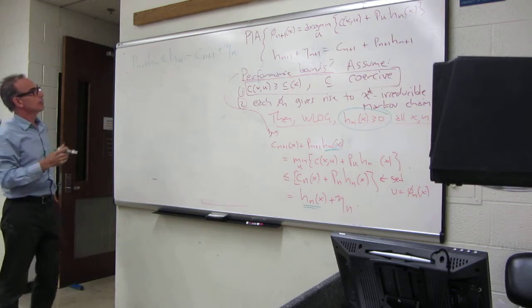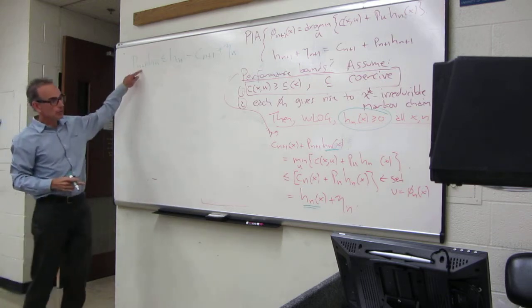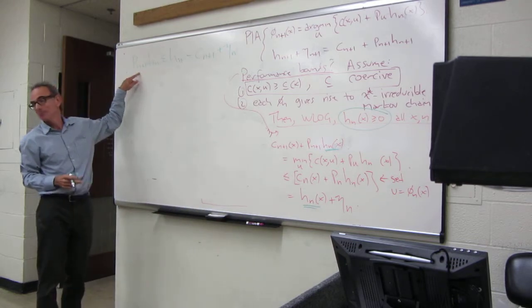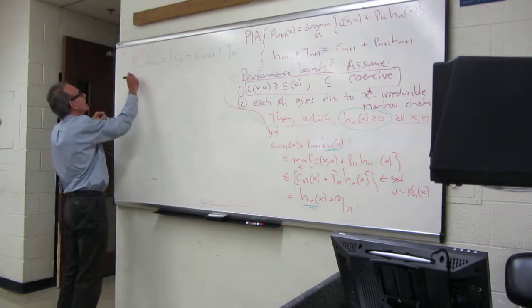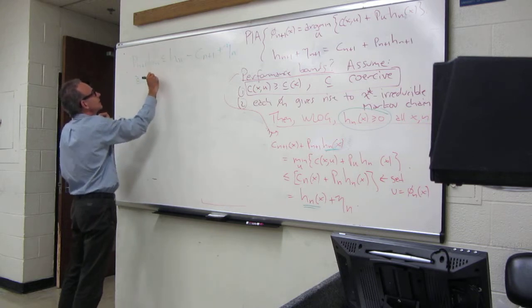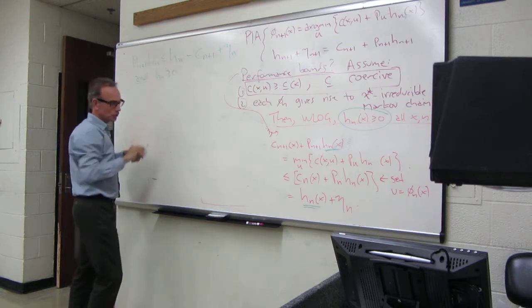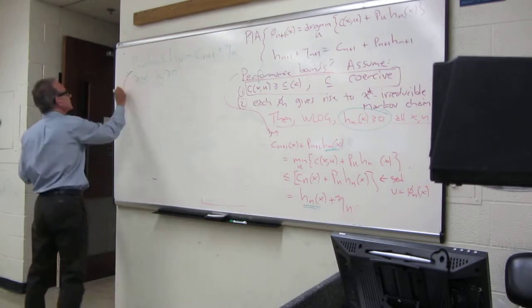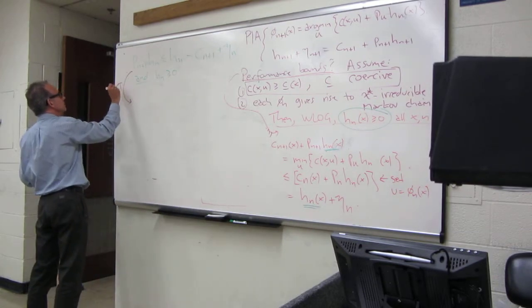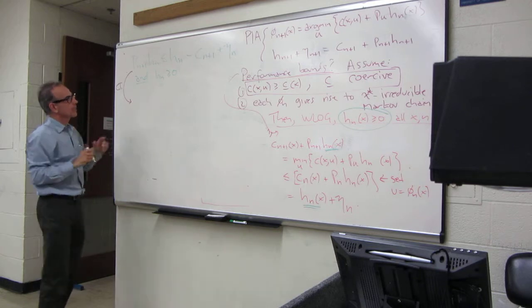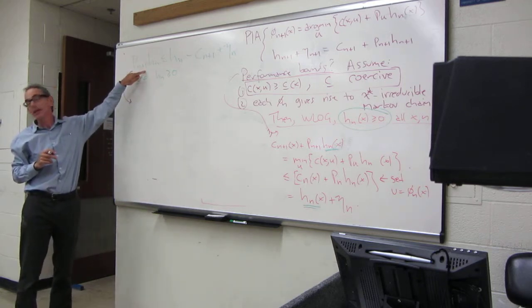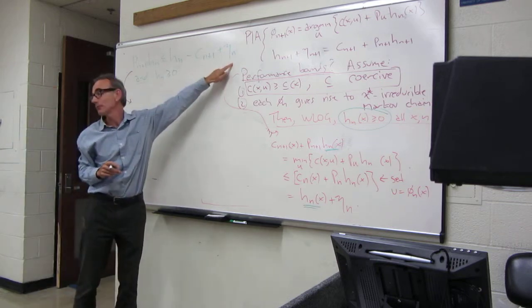So it says that, I'm just rewriting what we have here, I hope. Yes. So I shouldn't use green. So for the n plus one Markov chain, its performance has to be less than this bound.